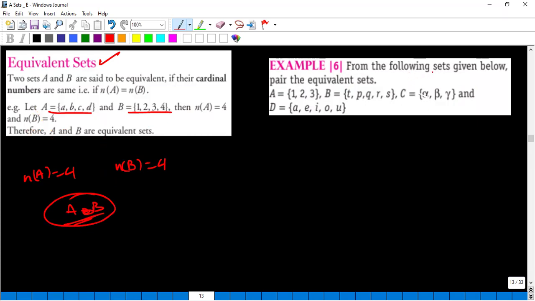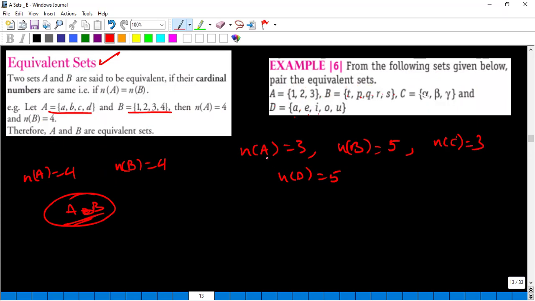Okay. Equivalent or not, you need to tell here. We know n(A) is 3. n(B) is, let me count, 1, 2, 3, 4, 5. n(C) is 3. n(D) is 1, 2, 3, 4, 5.